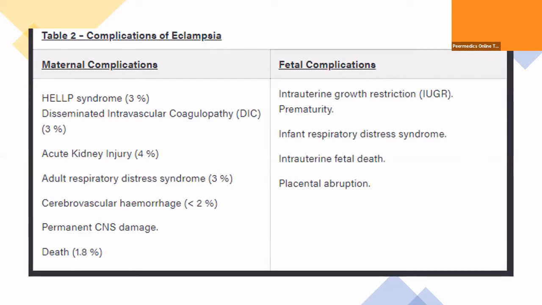It's not so much just that you can have seizures as part of eclampsia, which obviously is not a great thing to have to deal with. As a result of eclampsia and preeclampsia, mothers can get AKI, respiratory distress syndrome, CNS bleeds, death, and disseminated intravascular coagulopathy. Fetal complications that can arise are intrauterine growth restriction, prematurity, fetal respiratory distress syndrome, fetal death, and placental abruption.